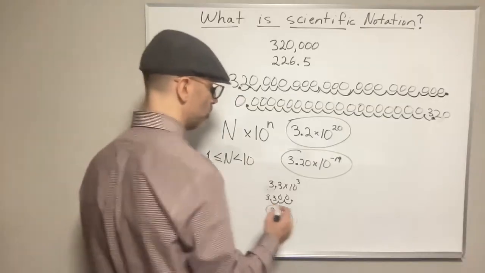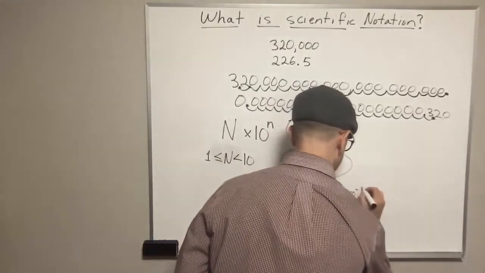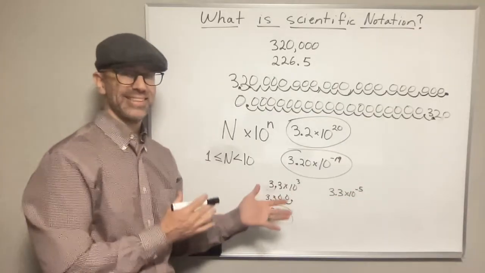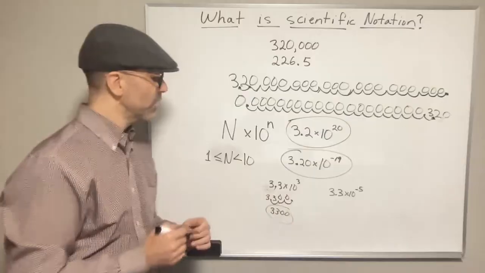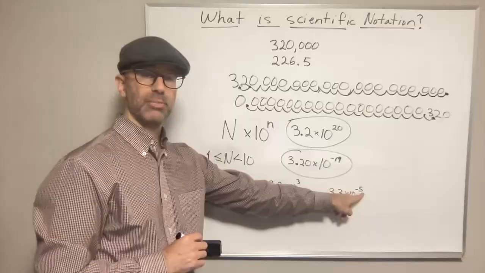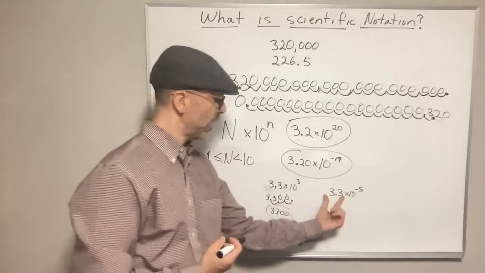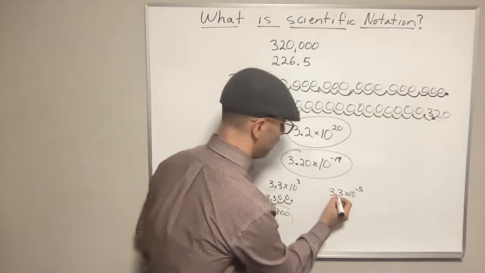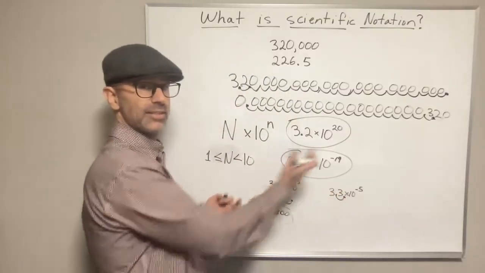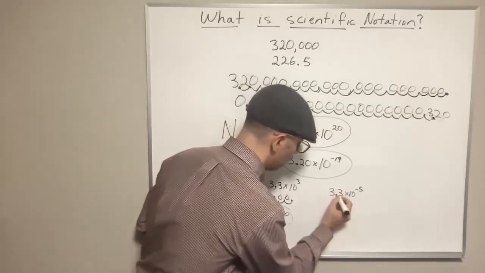I could do it for a small number too. If I had 3.3 times 10 to the negative 5, negative means small number. That means less than 1. So I'm going to move the decimal point 5 times because the exponent is 5 there. And I'm going to move it in the direction that makes the number smaller. Here I have 3.3. If I move it to the right, I've increased it to 33. That's making it bigger. I don't want to make it bigger. I want to make it smaller. So I'm going to move it in this direction.